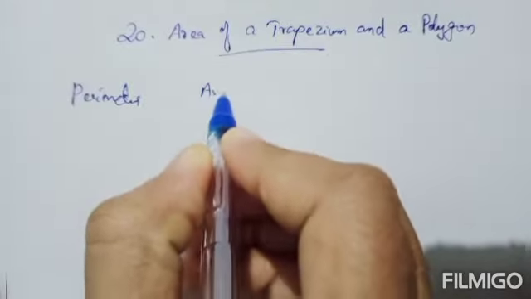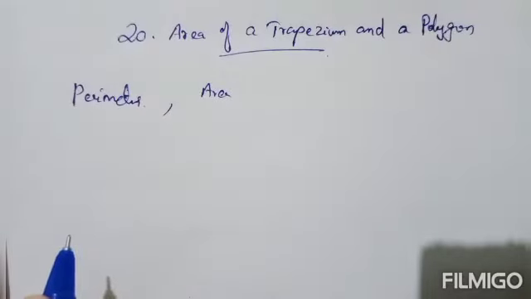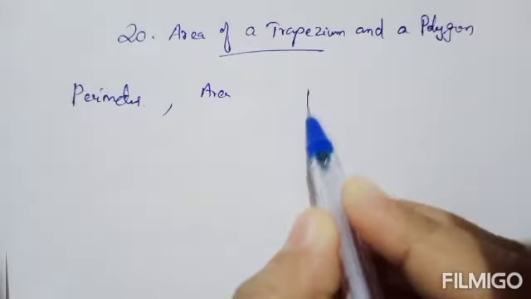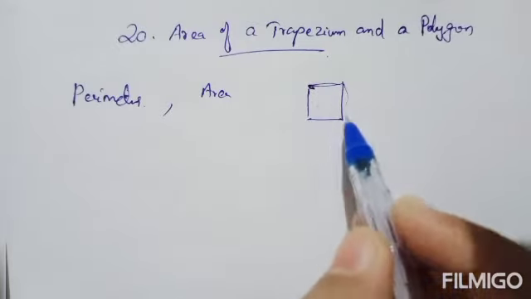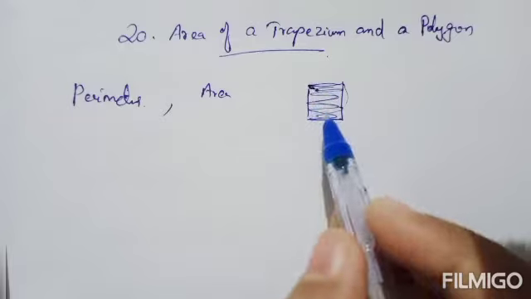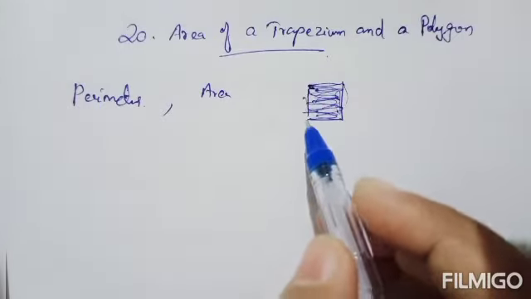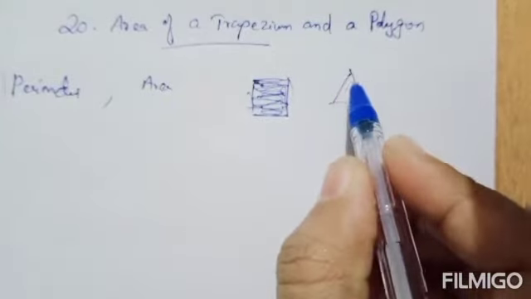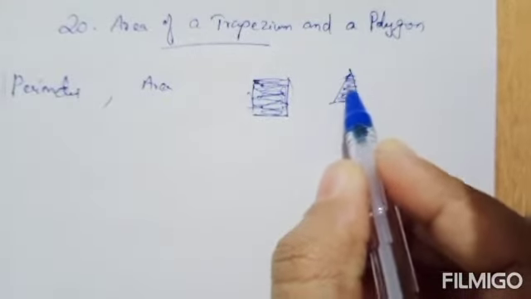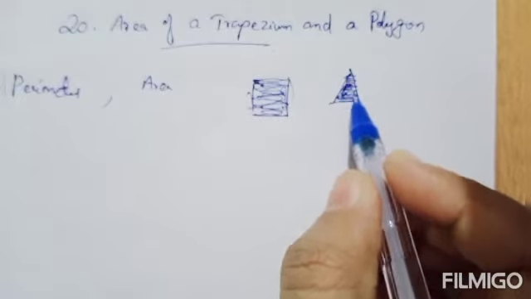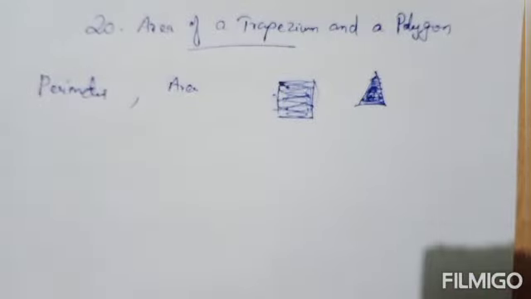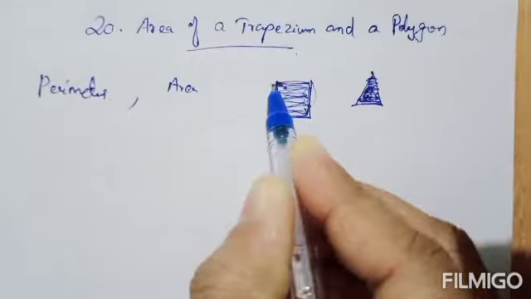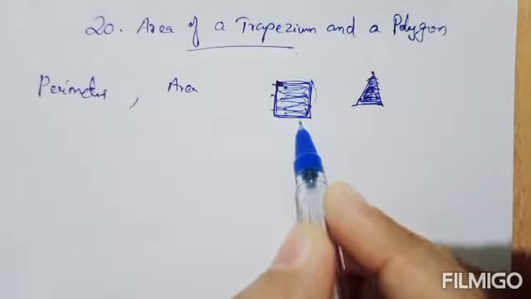Then area. Area is the amount of surface enclosed by its sides. So the area of a square is the region or surface enclosed within its four sides. This surface is the area of the square. In the case of a triangle, what is the area? This is the area, the surface enclosed within this boundary. So that is the difference between perimeter and area. Perimeter means its boundary. Area means the surface enclosed within this boundary.